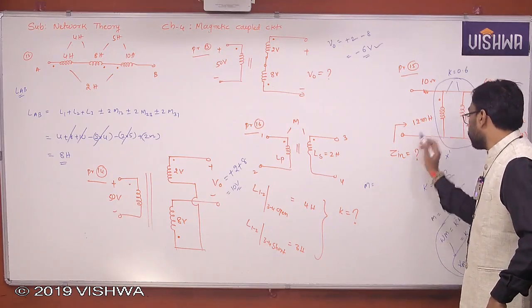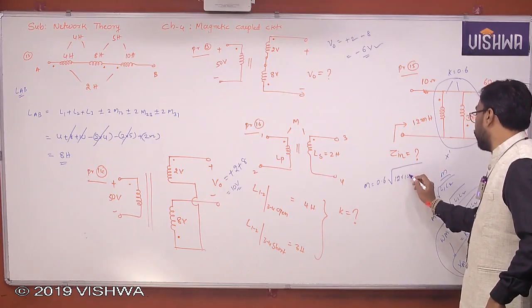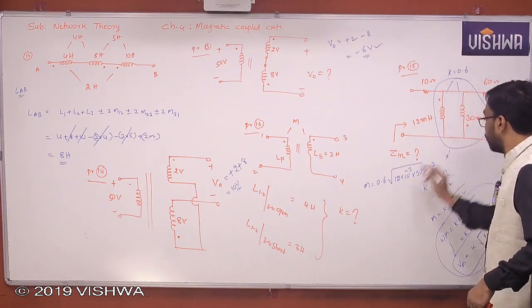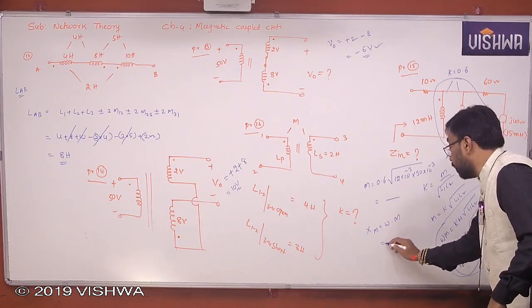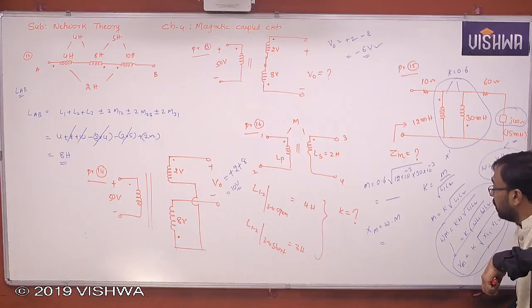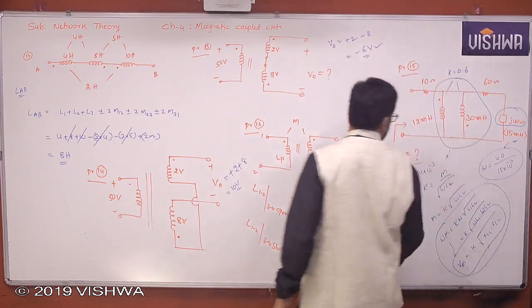What is M? K times root of 12 into 10 power minus 3 into 30 into 10 power minus 3, with K equal to 0.6. This you determine first. Understand? Then you find Xm. What is Xm? Omega into M. But what is omega? Look at this here. The impedance is given, the reactance is given. In that, the value is also given. From this, can I find omega? 40 by 15 into 10 power minus 3. So use this to determine the Xm value.